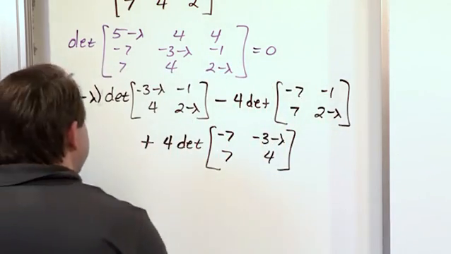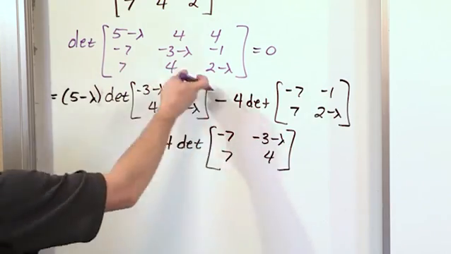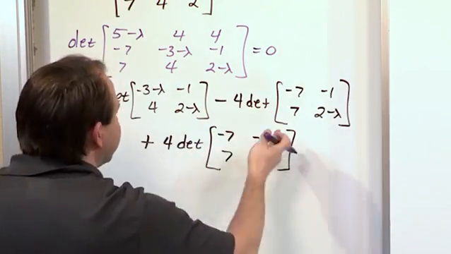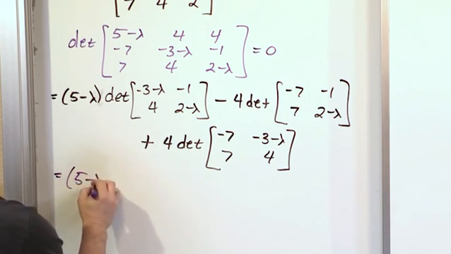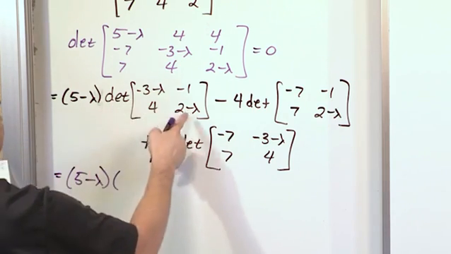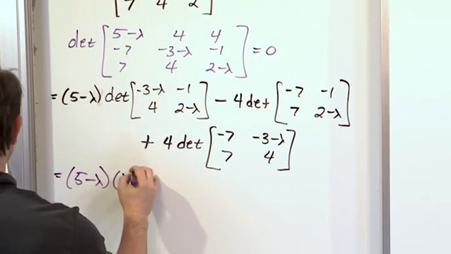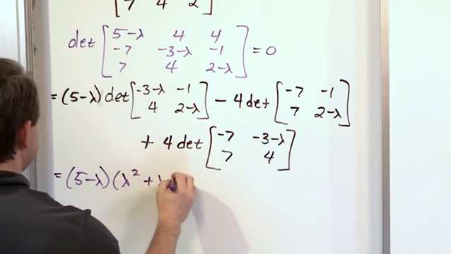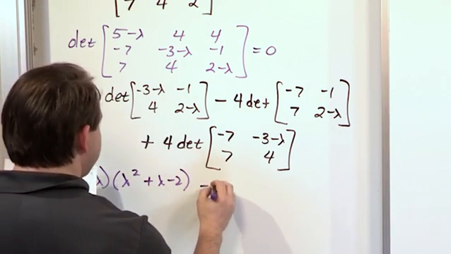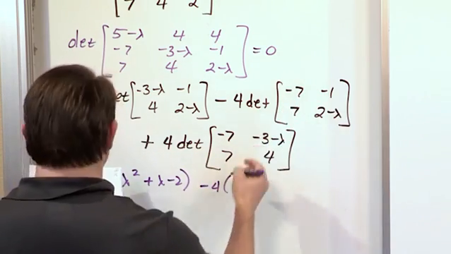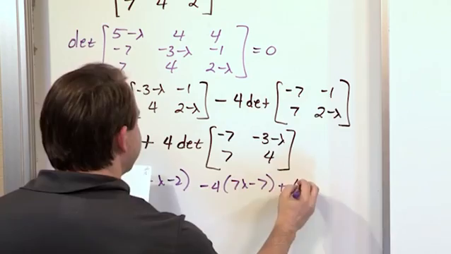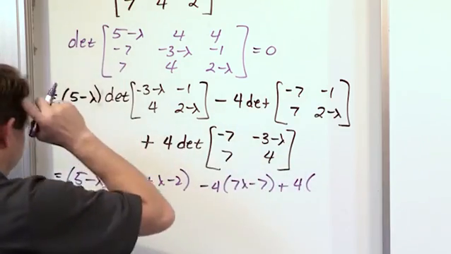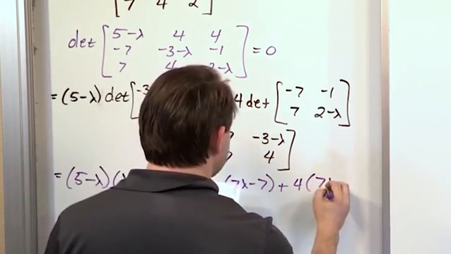So what I'm going to do is, if you were to do this crisscross, and this crisscross and this crisscross, what you would have is 5 minus lambda. The polynomial that pops up as a result of this is lambda squared plus lambda minus 2. And then you're going to have minus 4. The one that pops up as a result of this is 7 lambda minus 7. And this one that pops up as a result of that is 7 lambda minus 7.